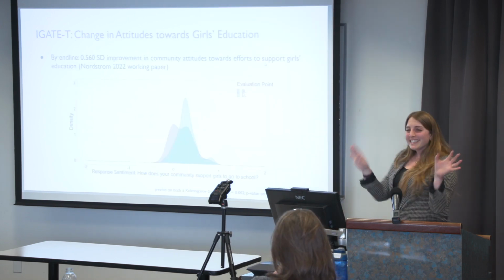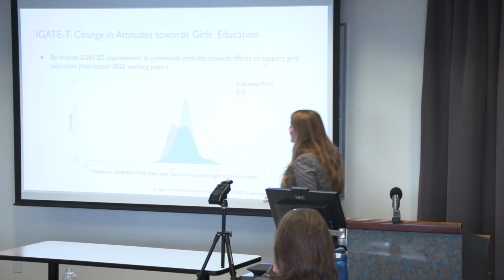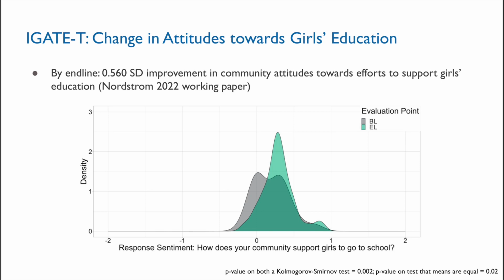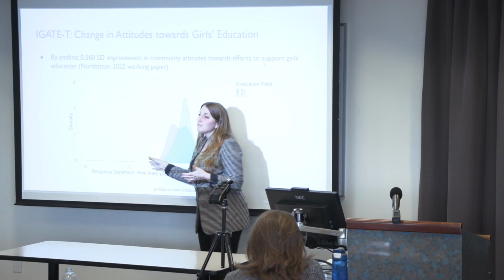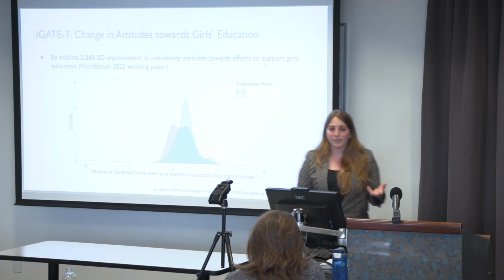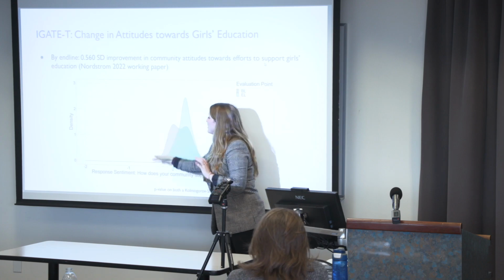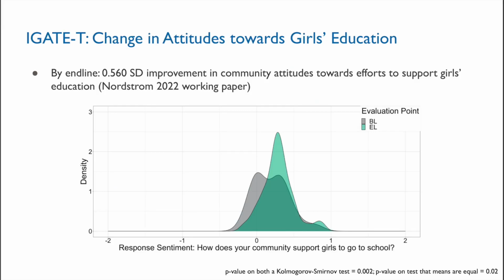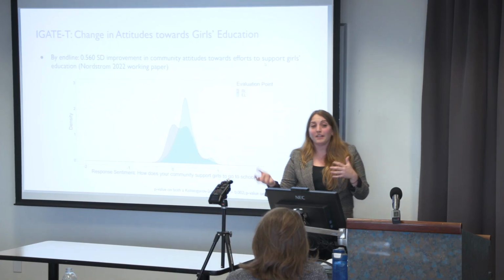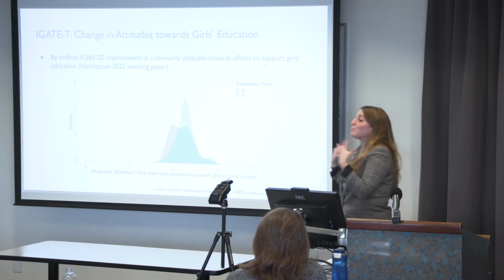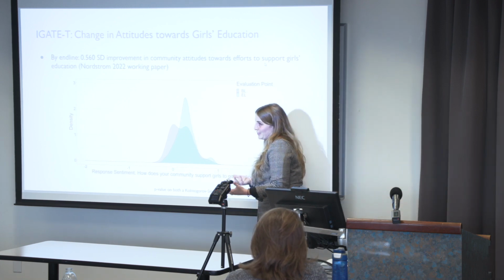And so just to give you a highlight of what we find, using this kind of sentiment analysis approach, we're able to see pretty large shifts in the emotion or sentiment that people respond with when we ask them about how communities are supporting education, or how their communities are supporting girls' education. At the beginning, folks tended to have neutral, maybe slightly positive attitudes towards girls' education, and by the end of the program, we'd seen this substantial improvement in how they were talking about girls' education. They're much more positive in the way they talk about it.